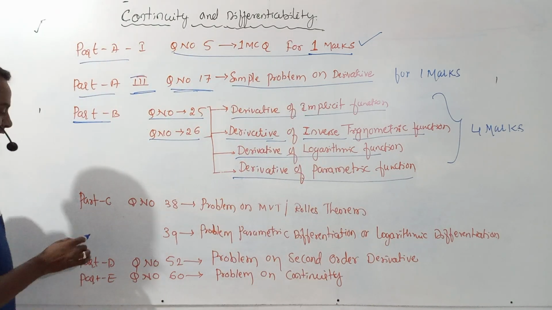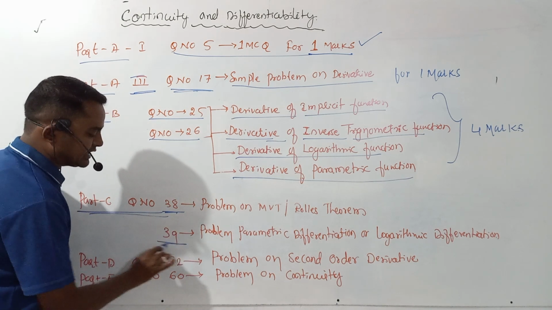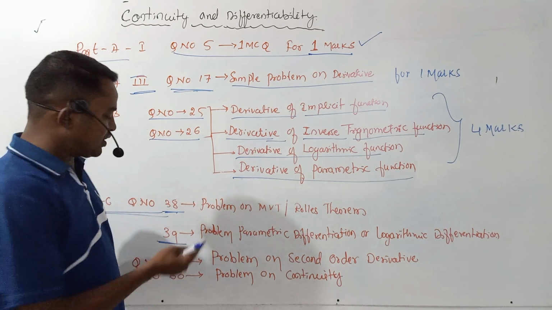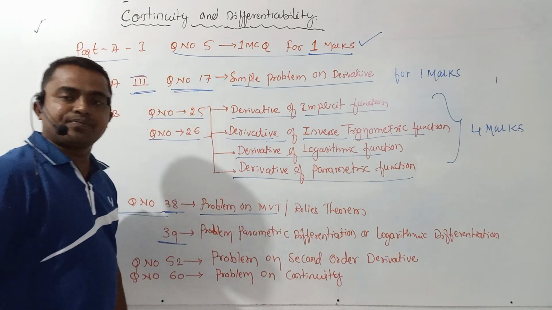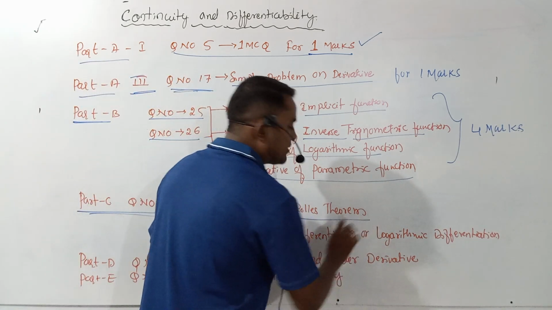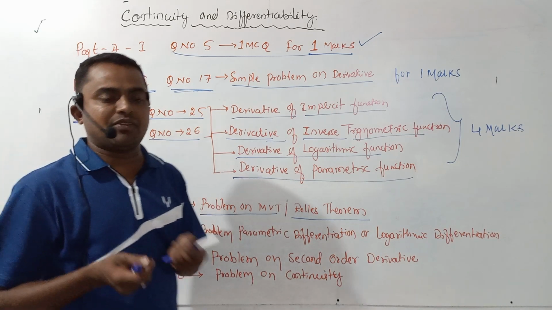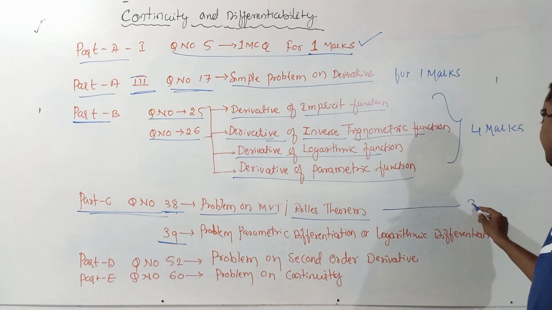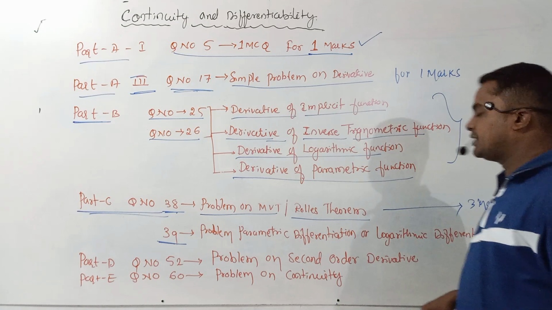Next in part C, question number 38 and 39. There are 2 possibilities for question number 38: problem on mean value theorem, or problem on Rolle's theorem. It carries 3 marks. Either he may ask the problem on mean value theorem or problem on Rolle's theorem, for 3 marks.